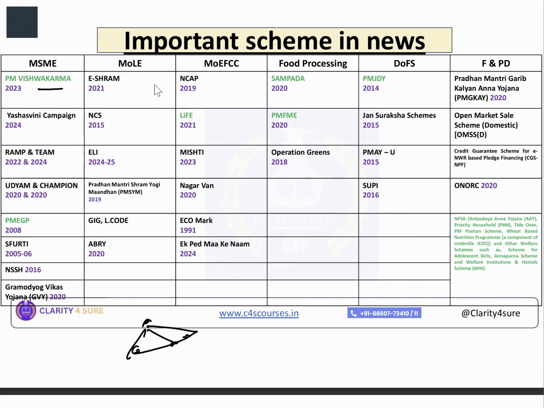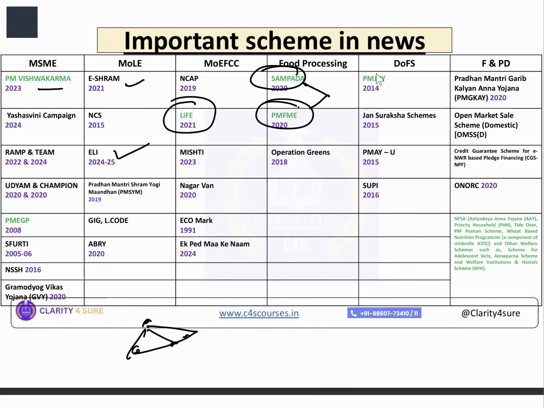So in labor ministry, we have the e-Shram portal, National Career Service, that is also important. Then apart from your production linked incentive, the government has also launched the ELI right now, that is also important. And ABRY, these schemes have become old. This is new, this you have to know, this is important. E-Shram is important. Then environment and forest, this LiFE scheme is very important for your examination. Food processing, Sampada and PMFME are important.